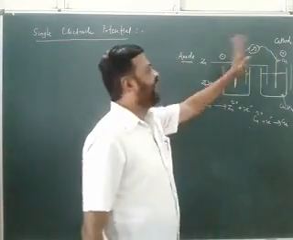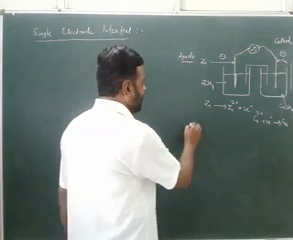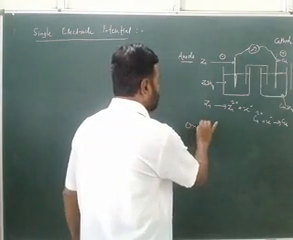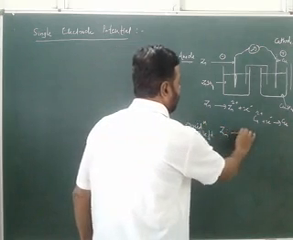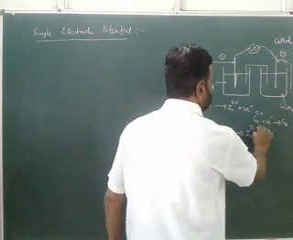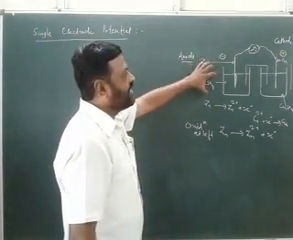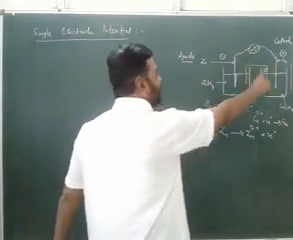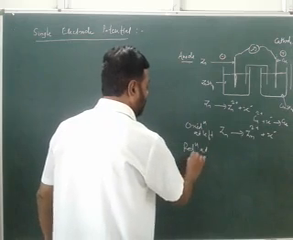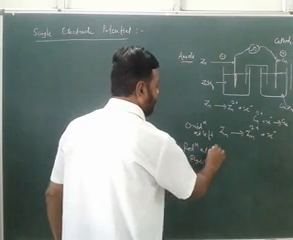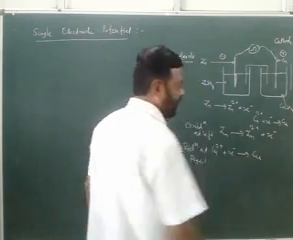And here the EMF is produced. So we see here oxidation takes place at left. That is, Zn gets converted into Zn2+ plus 2e-. On the left hand side, the oxidation reaction takes place. On the right hand side, reduction takes place. Reduction at right. Cu2+ plus 2e- gives rise to Cu.